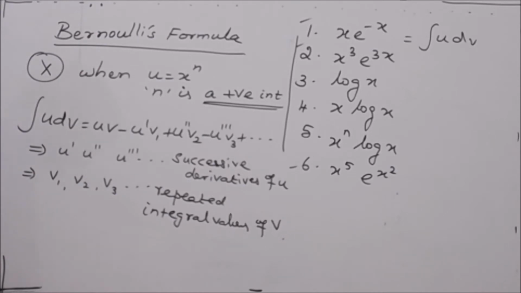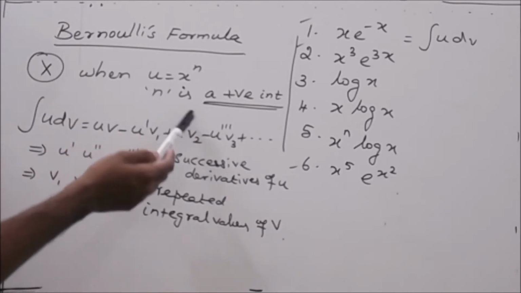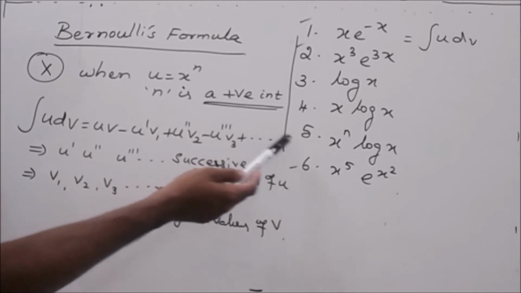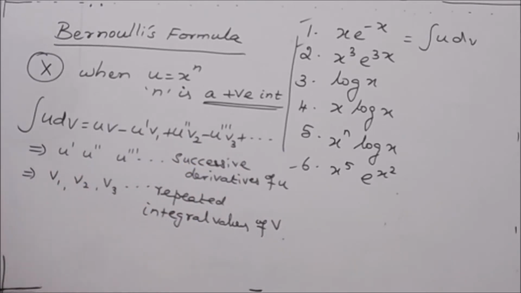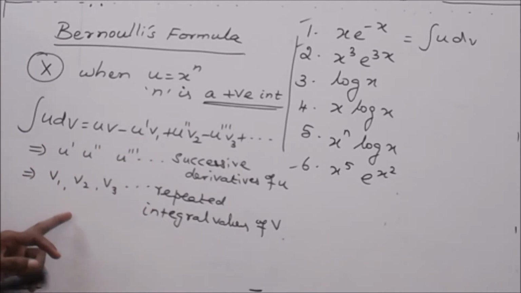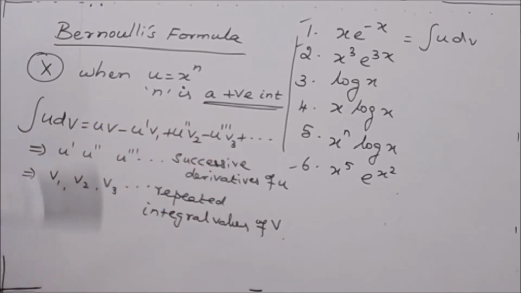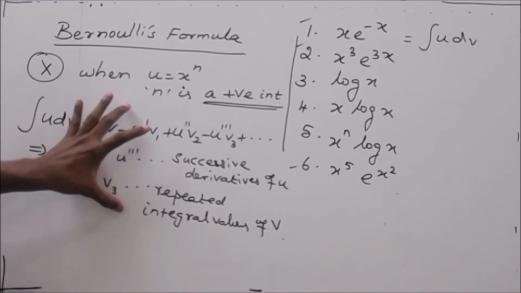It is only applicable when u equals x power n, where the power n is a positive integer. For other cases it will not be applied. I think it is clear to you. For the Bernoulli formula, u dv equals uv minus u dash v1 plus u double dash v2 minus u triple dash v3 etc., you differentiate till the derivative of u tends to 0, then stop the process. Accordingly, you integrate the value of v, then multiply the values, then give plus and minus signs alternately, simplify the problem, and you will get the answer. That is known as the Bernoulli formula. You can do the method of Bernoulli's formula this way.